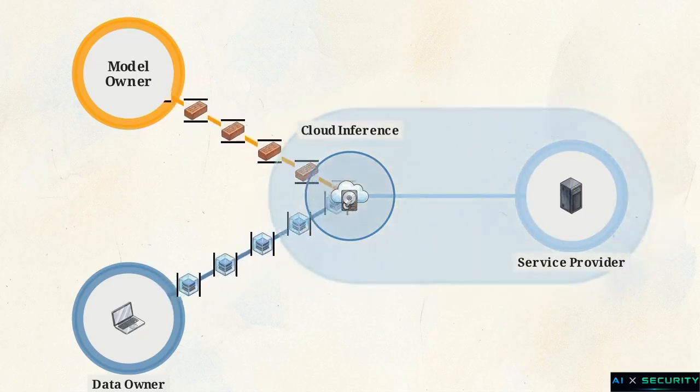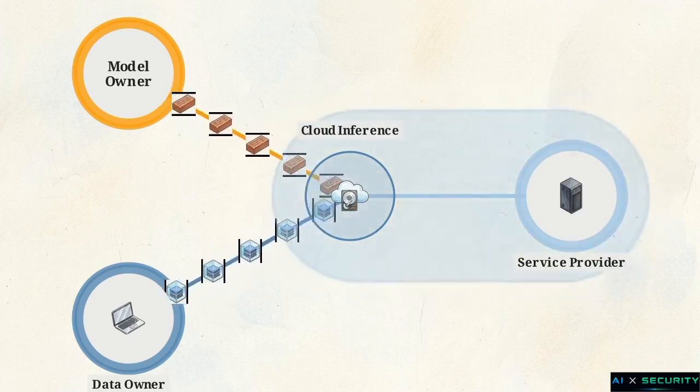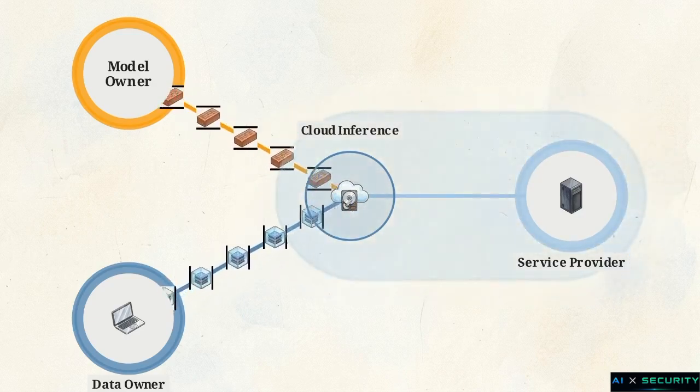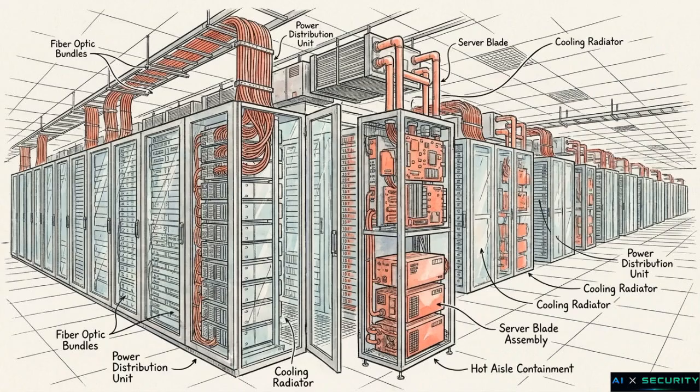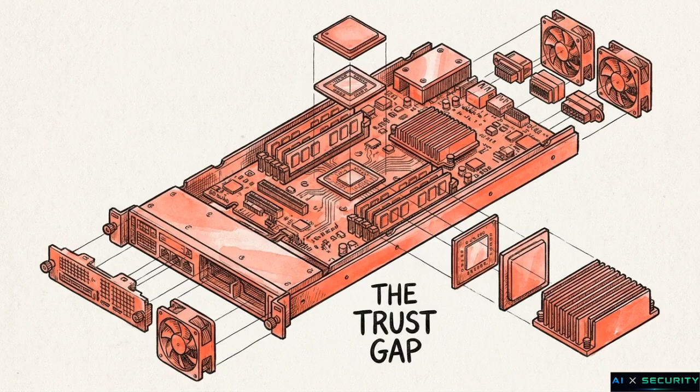The service provider simply rents out server racks, wanting to host this infrastructure without the liability of accessing either party's data. Because all this data sits completely exposed in the provider's memory during processing, standard cloud deployments suffer from an inherent trust gap. Everyone is forced to simply trust the host.